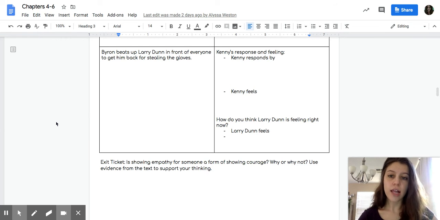And the fourth challenge, the final one in this chart, is that Byron beats up Larry Dunn in front of everyone to get him back for stealing the gloves. So you can record Kenny's response and feelings, and then also consider how is Larry Dunn feeling right now.